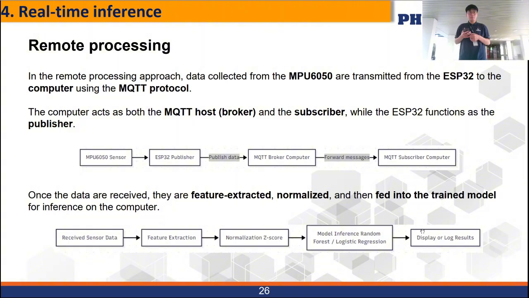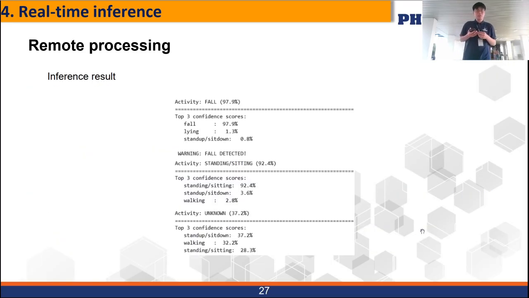Next is remote processing. In the remote processing approach, data from the MPU is transmitted by the ESP32 using the MQTT protocol, and the computer acts as both the broker and subscriber, while the ESP32 functions as the publisher. When the data is received, it is feature-extracted, normalized, and fed into the trained model for inference on the computer. And this is the real-time inference result.